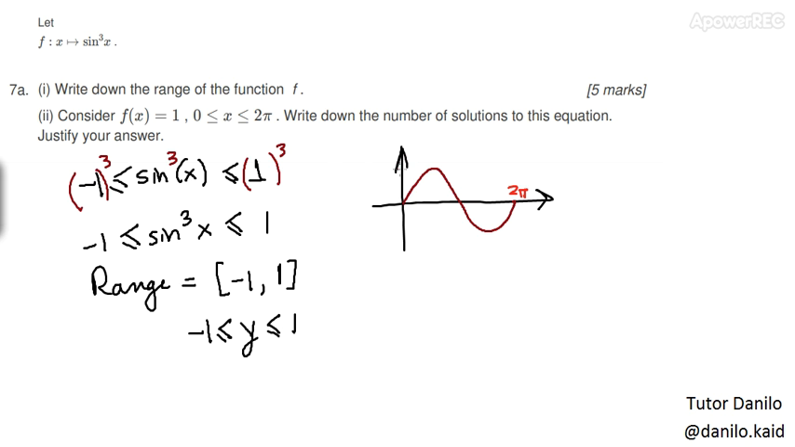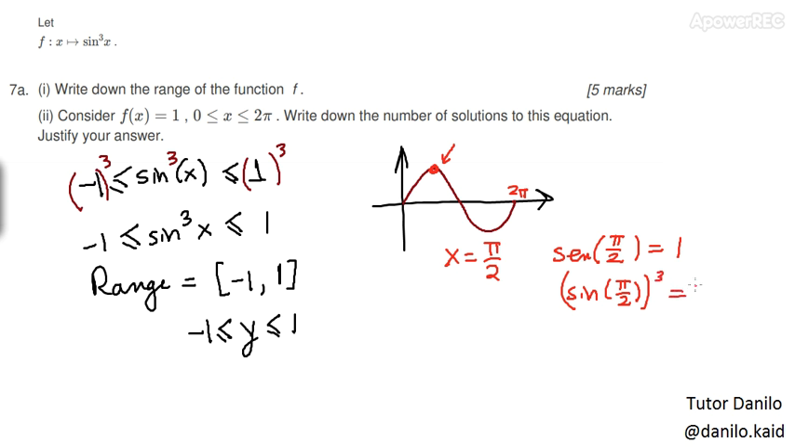So for the function to be equal to 1, you have to have this point here. So at this point here, for x equal to pi over 2, you have sine pi over 2 equal to 1. So accordingly, sine of pi over 2 raised to the third power will also be equal to 1. Okay, that's basically how you do this. And the question is the number of solutions. So what's the number of solutions? So you've got one solution, right?